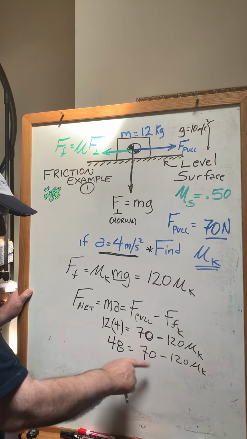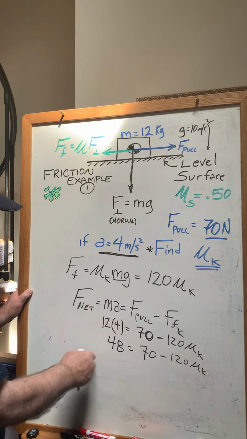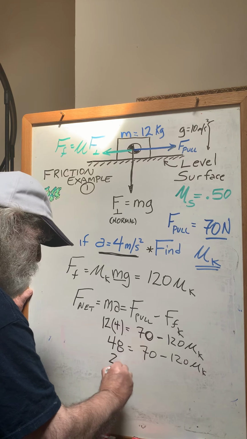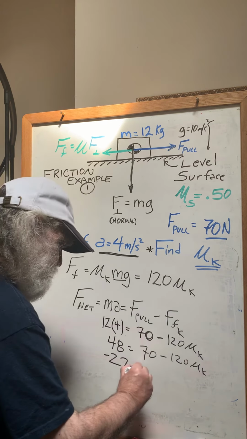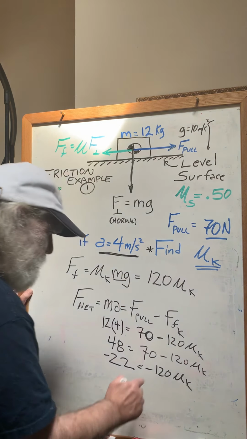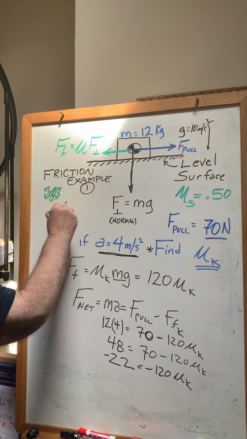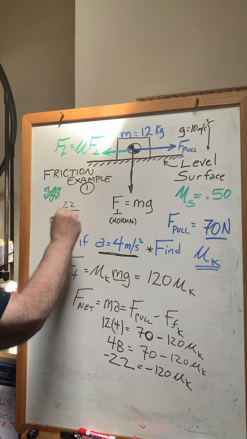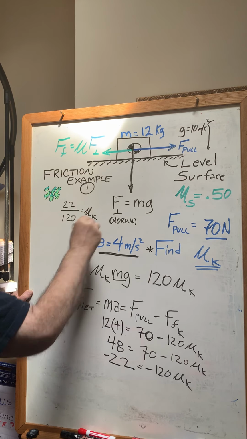So I could bring the 70 over here and get 22 newtons minus, is equal to minus 120 mu k. So by dividing by negative 120, I get 22 over 120, and that's mu kinetic.